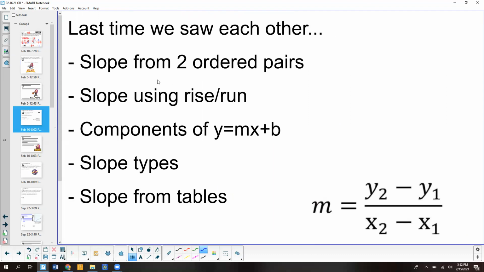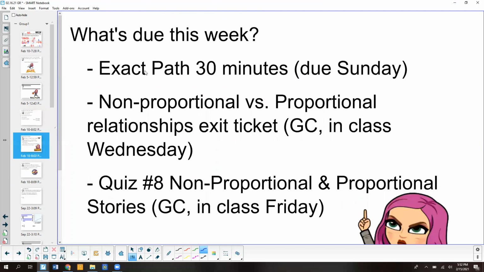Last time we saw each other, we talked about slope from 2 ordered pairs, rise over run, y equals mx plus b, slope types, and slope from tables. We have been talking about all sorts of different skills, so we're going to put those to the test today, but we're also going to look at something a little new and different.